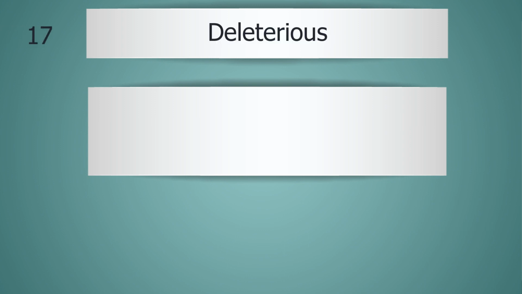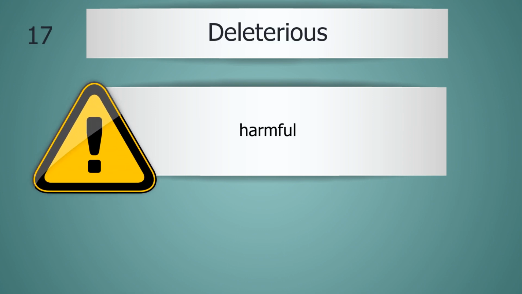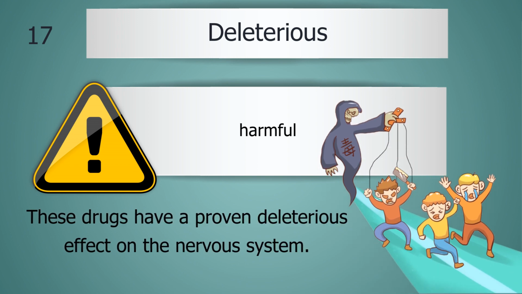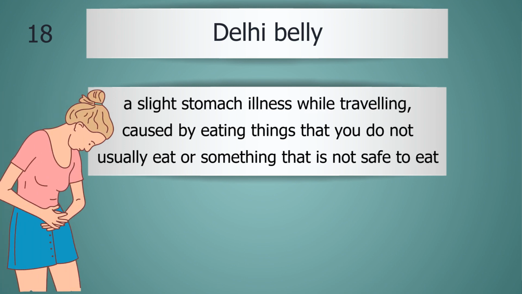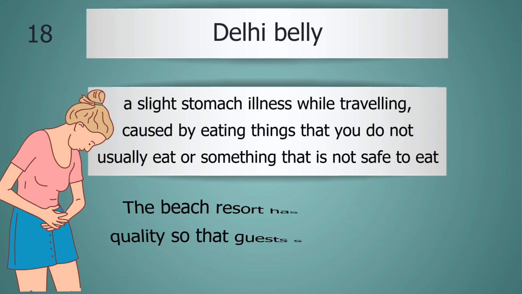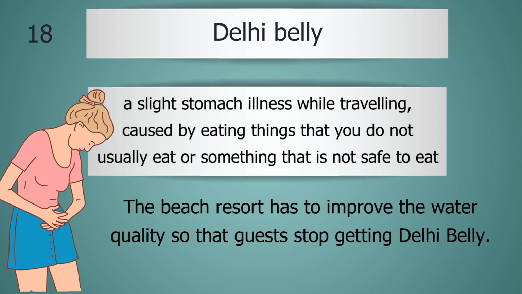Deleterious. Harmful. These drugs have a proven deleterious effect on the nervous system. Deli belly. Slight stomach illness while traveling, caused by eating things that you do not usually eat or something that is not safe to eat. The beach resort has to improve the water quality so that guests stop getting deli belly.